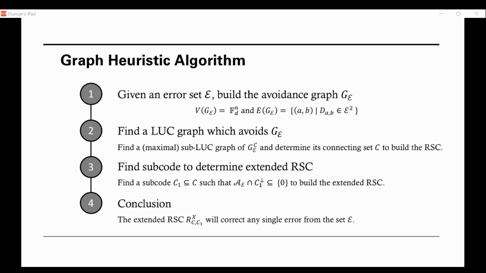So I've said it a few times, but really drive home what the key point here is. Here, instead of starting with the code and trying to figure out the errors we can correct, or kind of starting with that classical viewpoint of flips and phase errors, we're starting with an error set of possibly correlated errors and working backwards to find the error correcting code.